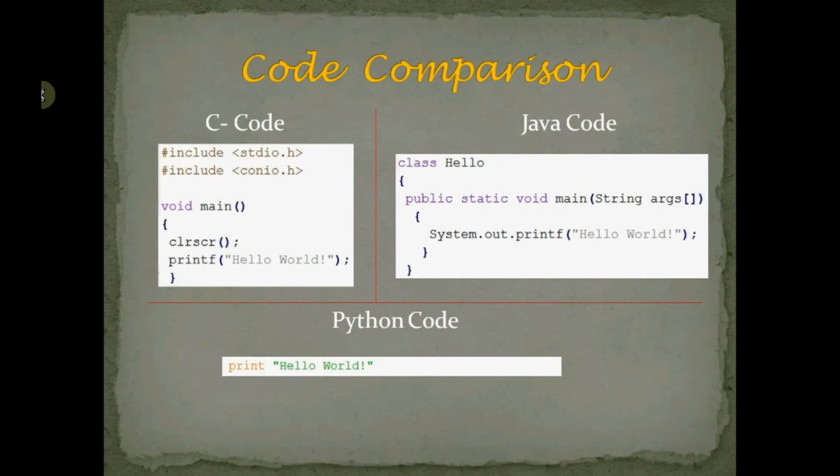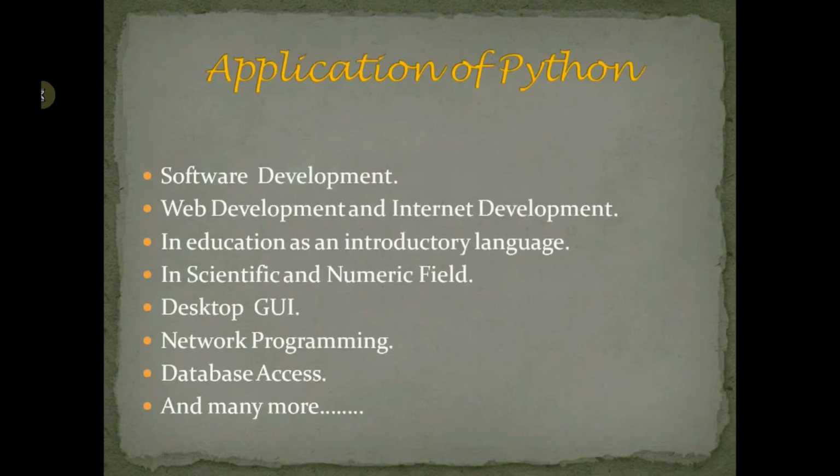So that's pretty much it. That code written in Python is very short and, yes, straight to the point. Now, what is the application of Python? Python can be used in software development. You can develop Windows, Linux, and Mac, any famous OS software.